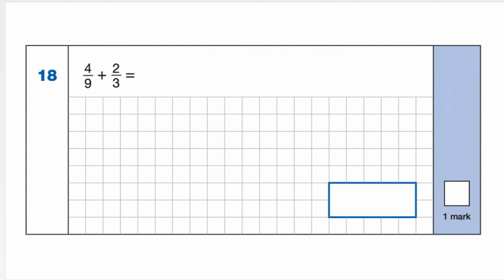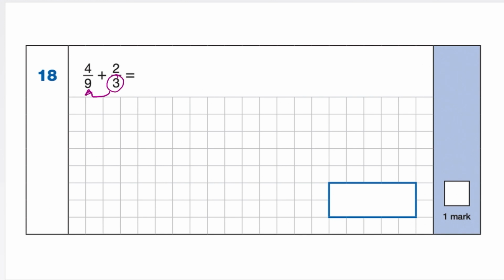Question 18, our first fraction question. And this fraction question says 4/9 plus 2/3. Well, we know that we can't add fractions unless we have the same denominators. So I'm looking to try and find an equivalent fraction of one of these, if not both, to make sure that I have the same denominators. Well, I can already see that this 3 and 9 have a relationship because 3 3s are 9.